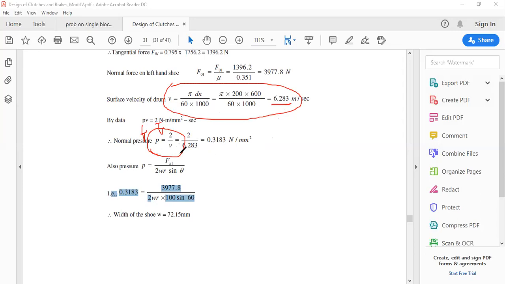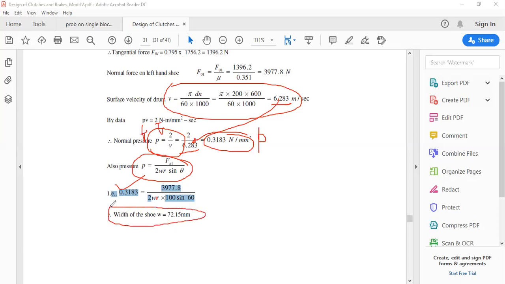Once you substitute that value of velocity here in this expression, the value of pressure is 0.3183 Newton per mm square. So that value is to be taken in the LHS here. After solving, this equation is a standard equation that you have to remember, 2WR into sine theta. So 2W, this is not R here. So 2W into 100 into sine of 60. So this value is the width of the shoe, what you get here after simplification. So that is 72.15 mm.